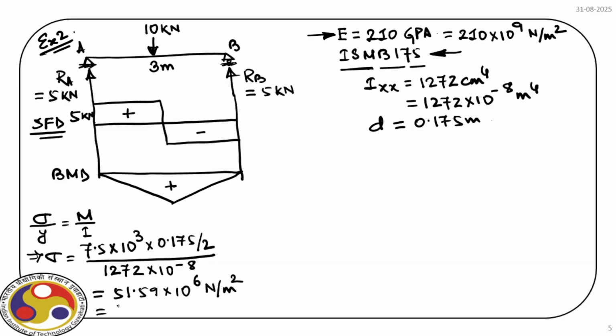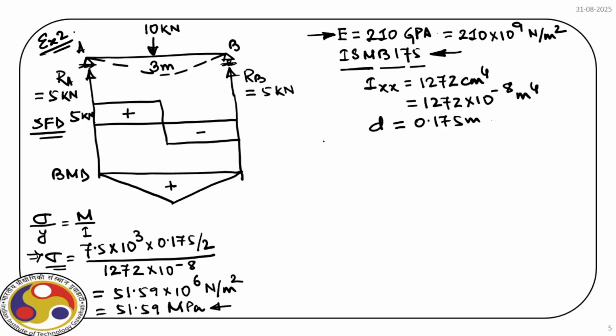So effectively we have 51.59 megapascal. Bending stress you can draw. It has a sagging profile. So we have tension at the bottom and compression at the top, and accordingly you can draw the bending stress distribution. The maximum bending stress is 51.59 MPa.